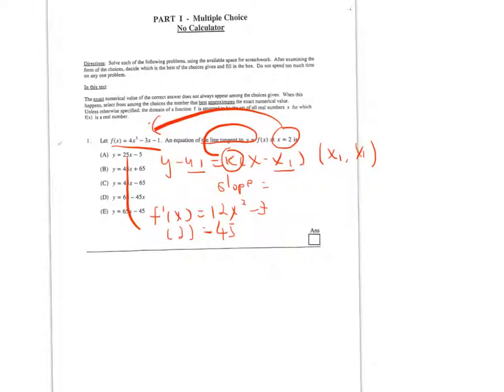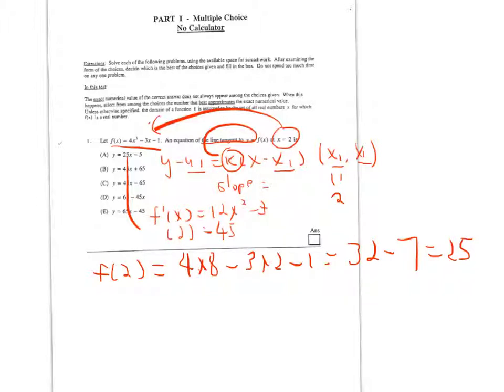Let's extend the page a little bit. Alright, now let's find the point. When x equals 2, what does y equal? Easy. f(2) equals 4 times 8 minus 3 times 2 minus 1. So I have 32 minus 7 equals 25.